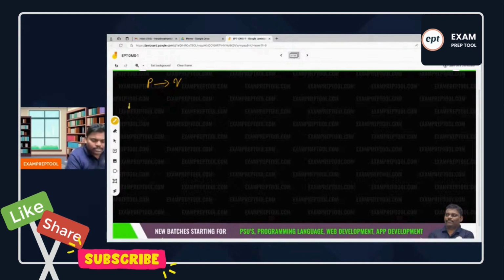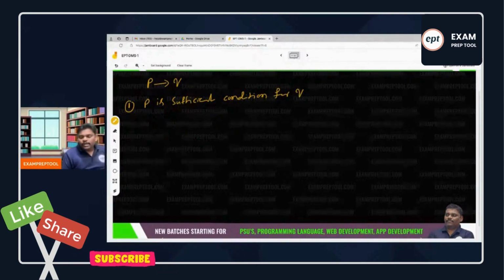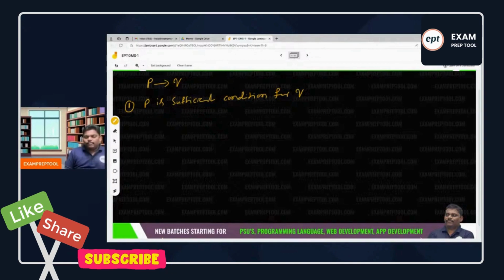So there are different ways of saying P implies Q. I am writing the first way. Listen, P implies Q means P is a sufficient condition for Q. What is the meaning of this? That means if P is true, Q will be true. Careful, everyone.